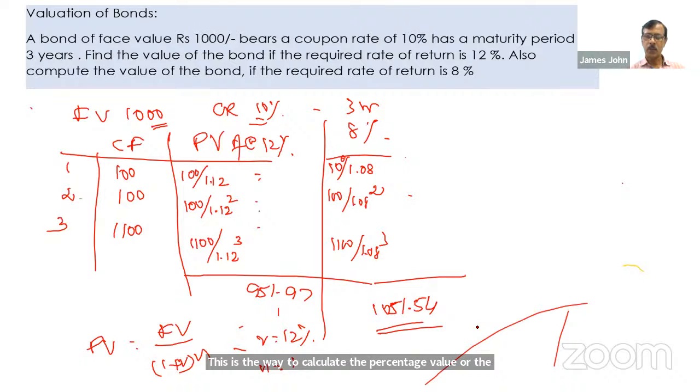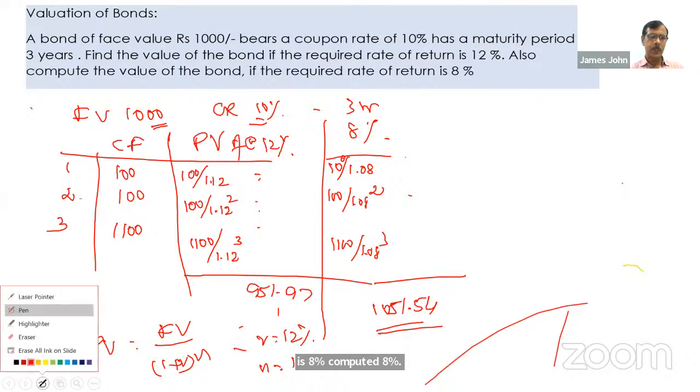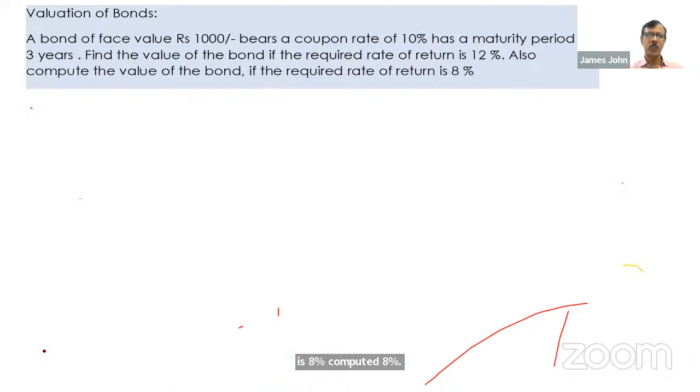Is it clear? What you have to do is find the future cash flows and convert them into the present value by applying the discount factor at the required rate. If it is 12%, you compute the present value at 12% discount. If it is 8%, compute at 8%. Okay. Now, we'll move on to the next one.